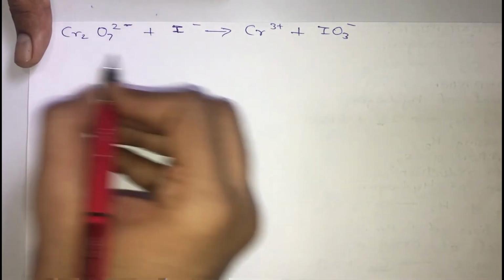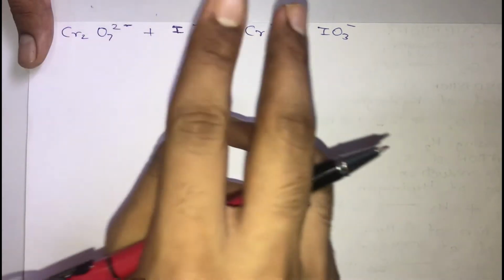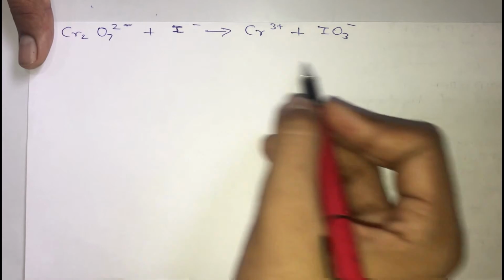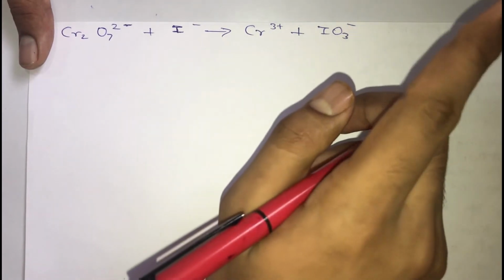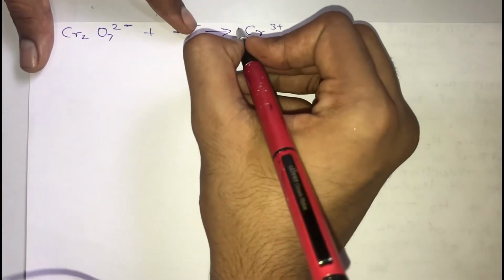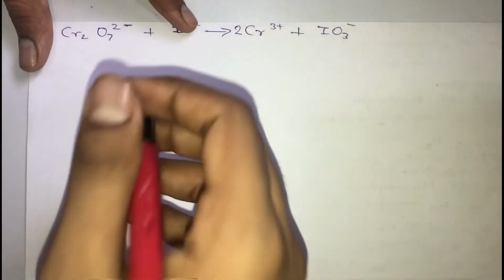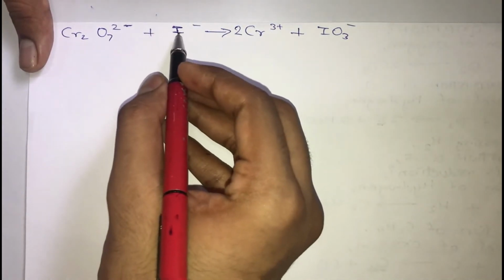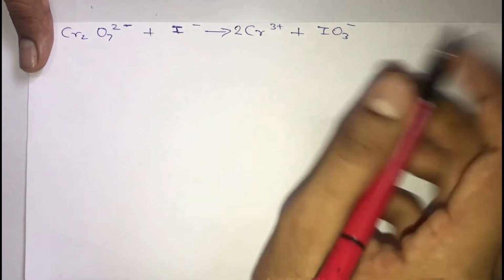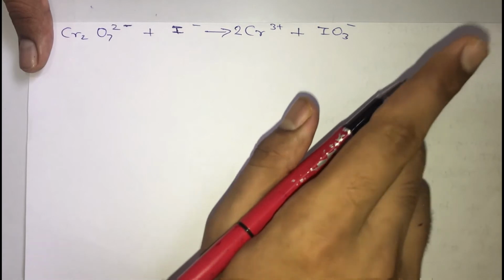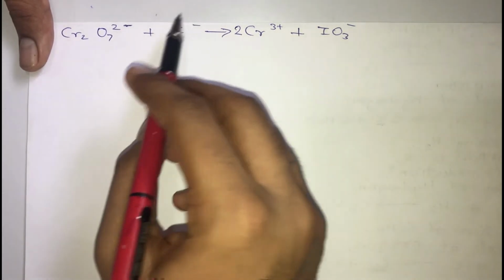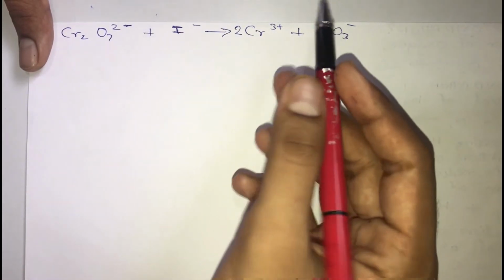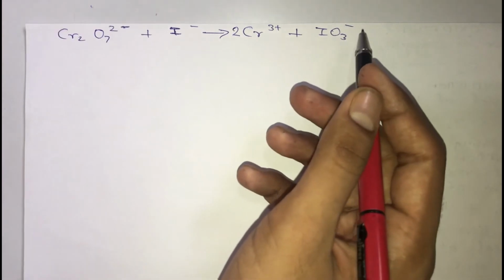So on the left hand side there are 2 chromium atoms, whereas on the right hand side there is only 1 chromium atom. So to balance this, we are going to multiply by 2. And now on the left hand side there is 1 iodine atom, whereas on the right hand side there is another 1 iodine atom. So can I say that the iodine atom is balanced on the left hand side as well as on the right hand side? So here we finished our step 1.